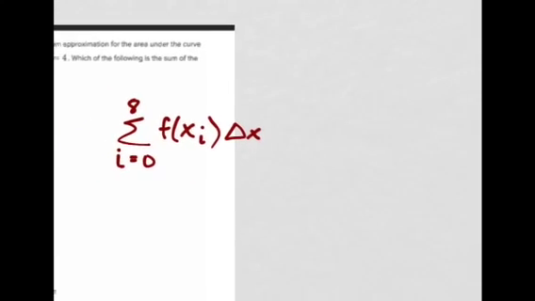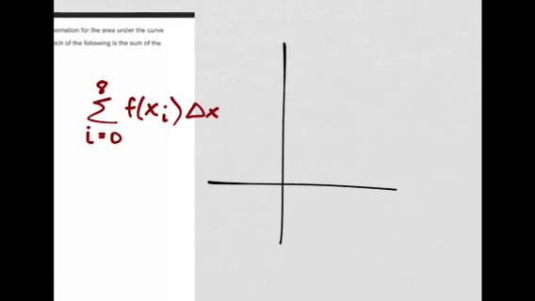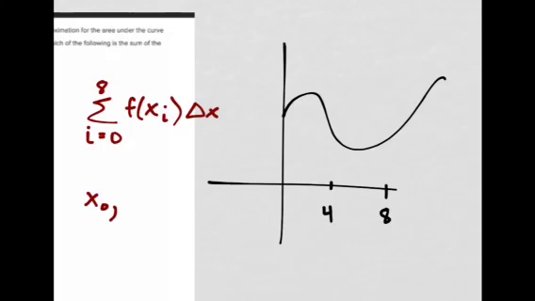Let's give this a made up picture. If I have a graph that looks like that, and say we're going from 0 to 8, I'm going to make this 8, 4. Here's what's happening here. First of all, the thing I'm plugging in is x sub 0 first, right? Because that's when i is 0.